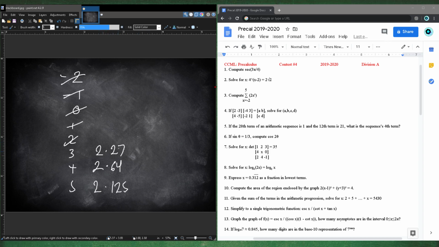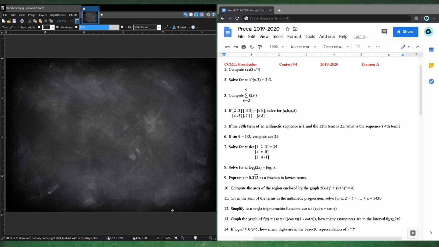Since they're all multiplied by 2, let's just add these three numbers using the cubes and then multiply by 2 later on. So 64 plus 27 is 91. 91 plus 125 is 216. Since we need to multiply by 2, that makes 432. And that's your answer for number 3.